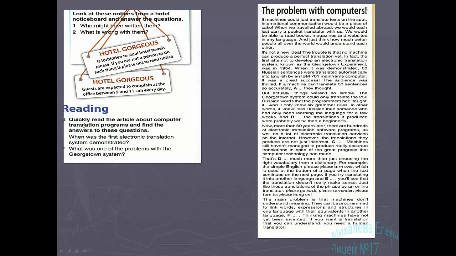Now let's read an article about the problem with computers and the problem with translation programs. To find the answers to these questions: when was the first electronic translator system demonstrated? What was one of the problems with the Georgetown system? So let's read this text without putting in the inserts, the missing information. So, the problem with computers.